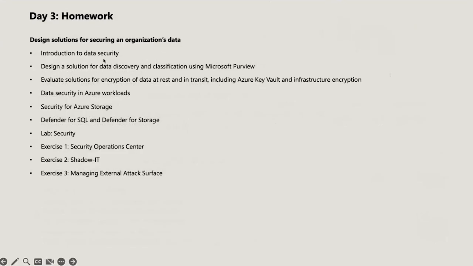So what comes under data security: evaluating solutions for encryption of data at rest and in transit, including Azure Key Vault and infrastructure encryption. What options we have in securing Azure storage, and what options we have under Defender for SQL and Defender for Storage. These are all things we have under homework for day 3.